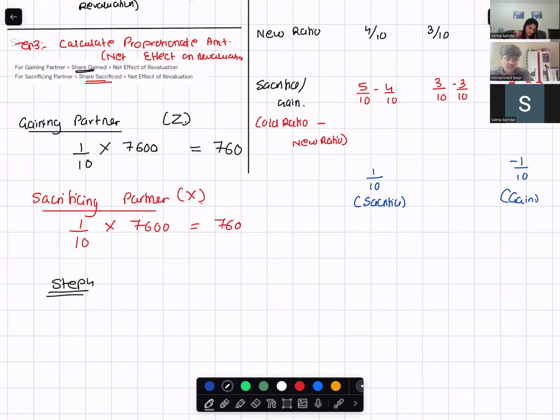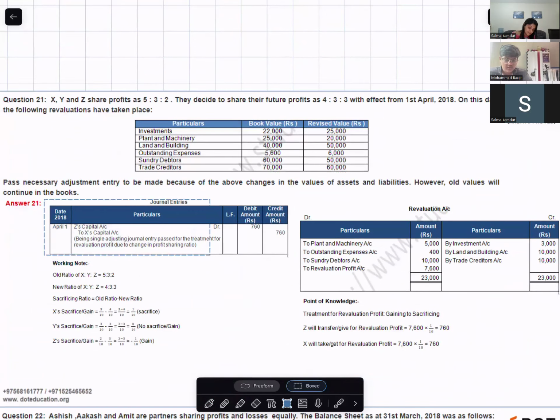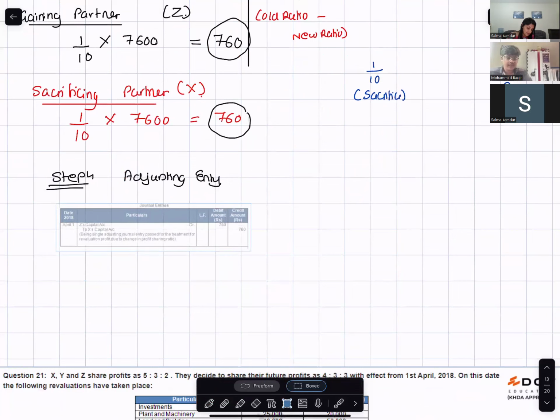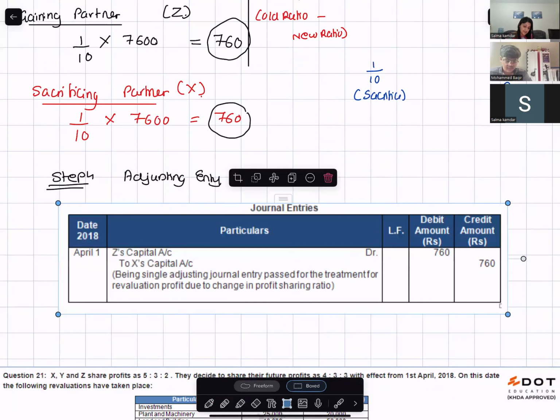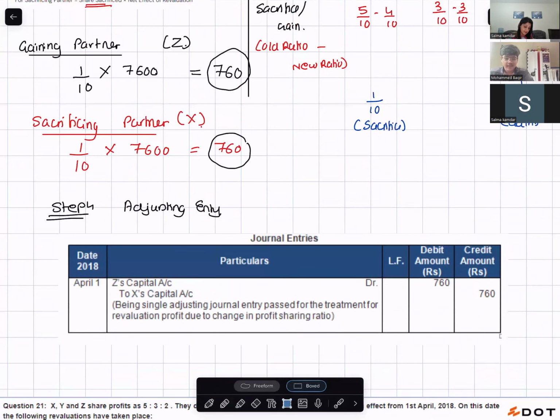This is the adjusting journal entry. So what will it be? Gaining partner debit 760, sacrificing partner credit 760. So this is our main answer. Gaining partner's X capital account debit 760, sacrificing partner's X capital account credit 760.